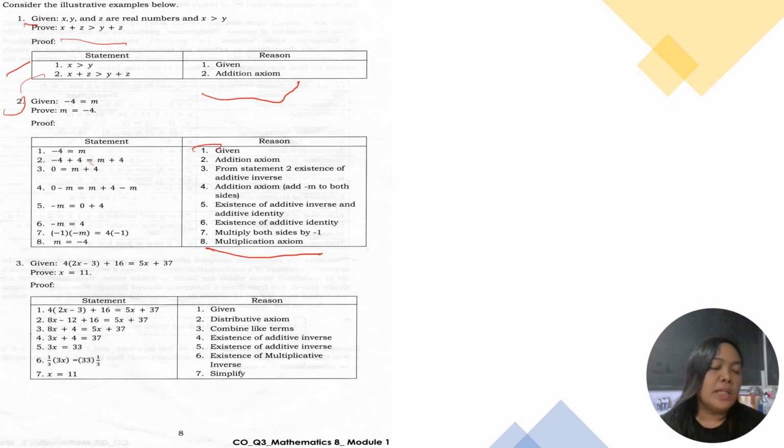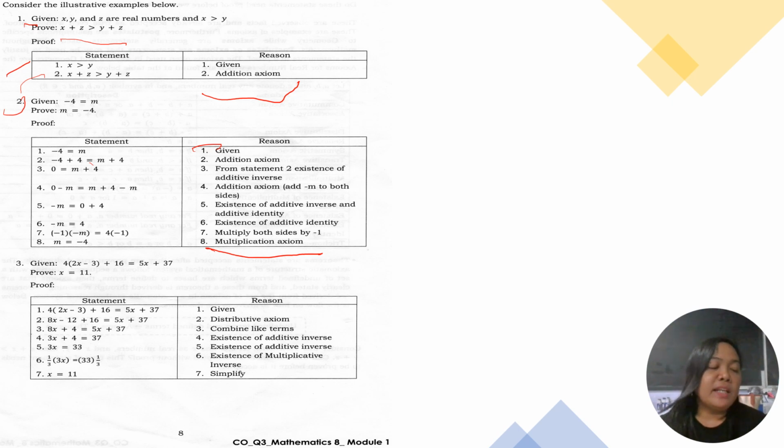Okay, by using additive inverse, we need to add negative 5x to our statement number 3. So 8x plus negative 5x will give us positive 3x plus 4 equals 5x plus negative 5x plus 37.